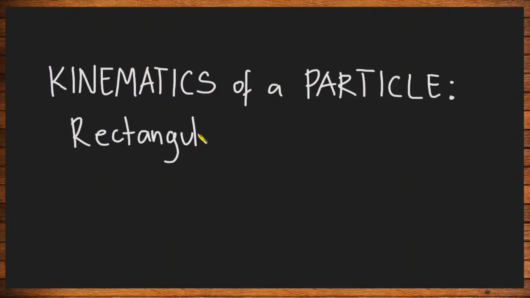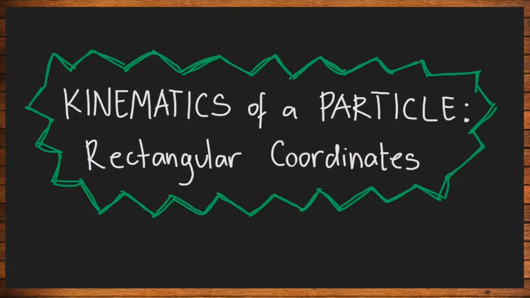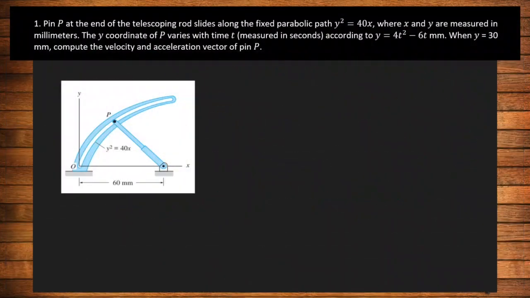Hey guys! So in this video, we'll take a look at some sample problems about the topic we discussed on the previous video. So for the first example, we have here, pin P at the end of the telescoping rod slides along the fixed parabolic path y squared equal to 40x, where x and y are measured in millimeters. Now the y-coordinate of P varies with time t, which is measured in seconds, according to y equal to 4t squared minus 60 millimeters. Now when y is equal to 30 millimeters, compute the velocity and acceleration of pin P.